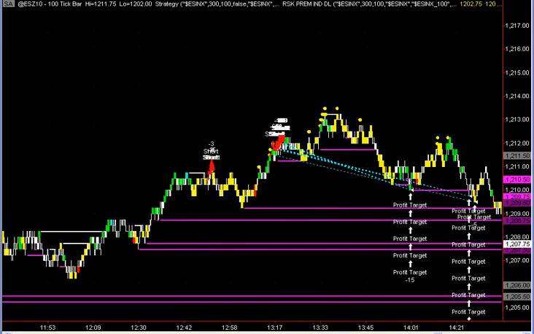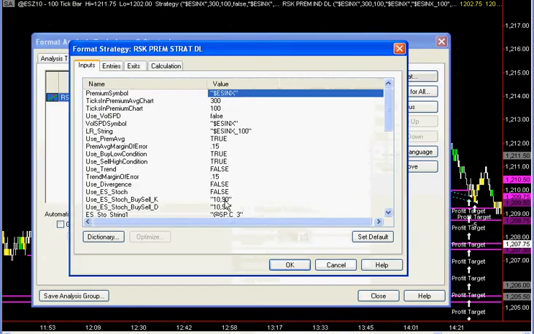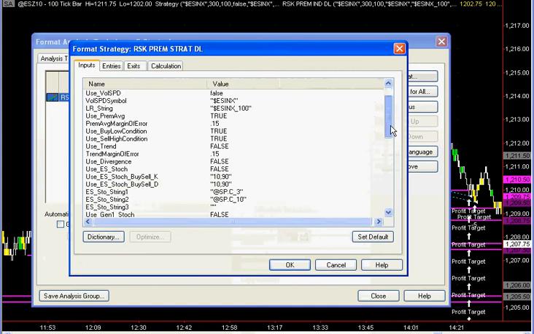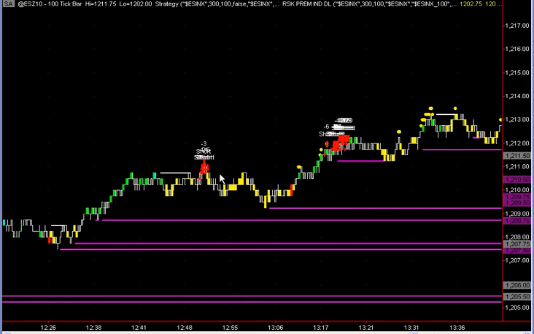Now, here's the exact same setting using a 10 and 90 approach. Same pivot strategy, just reduce the overbought, oversold zones to 10 and 90. And instead of 50 trades, we wind up with only 20 trades, but they're much more specific.